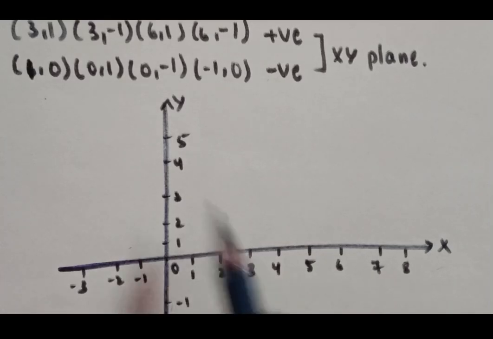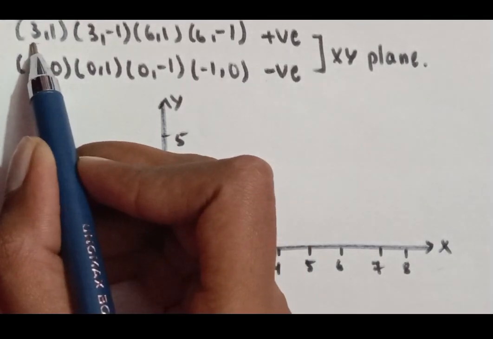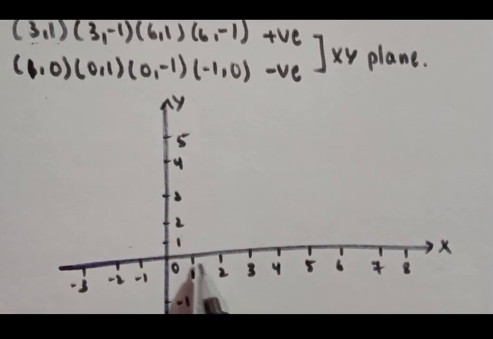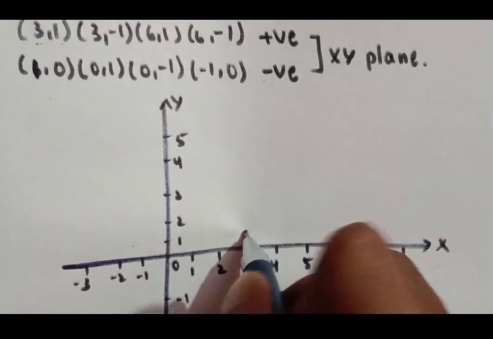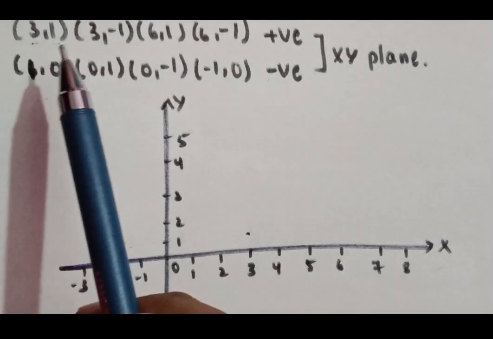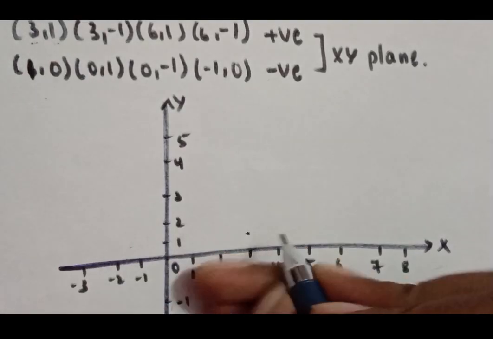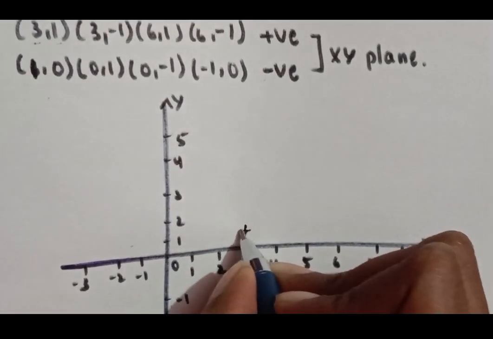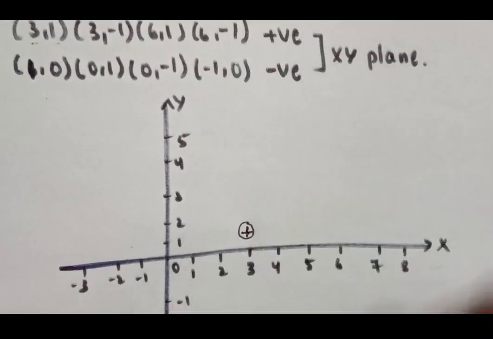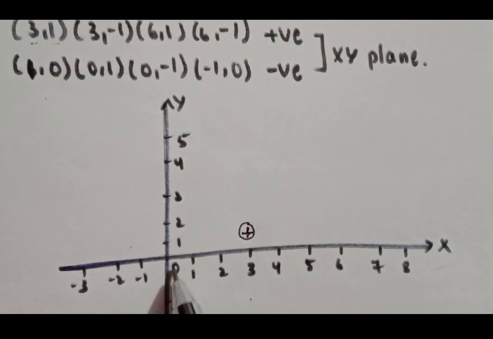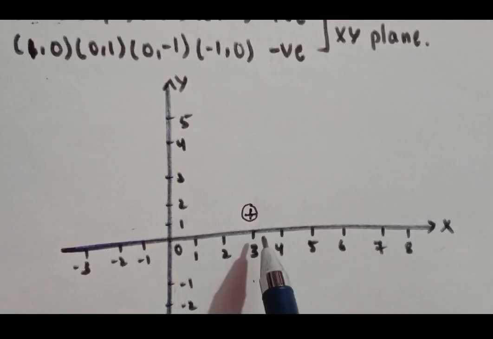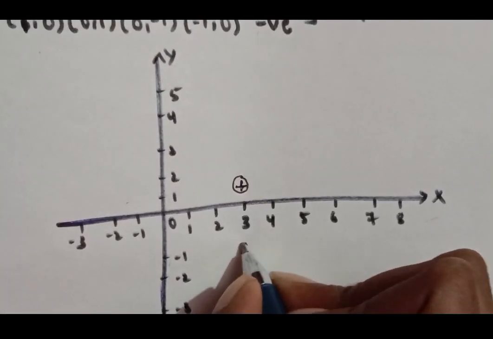Fine. So the first point is (3, 1). This belongs to x and this belongs to y. So 3 is on x and 1 is on y. So we are going to plot here. As this belongs to the positive data points, I am going to mark a plus. Fine. Next, the second point is (3, -1). So I am going to place it here.